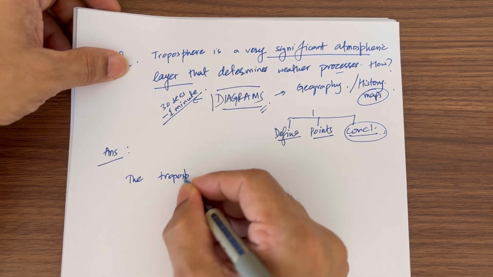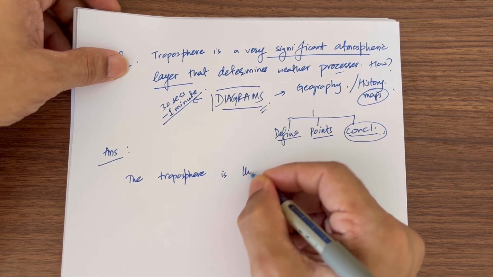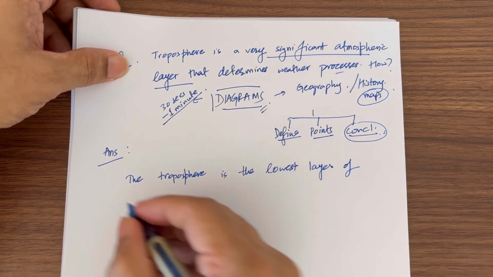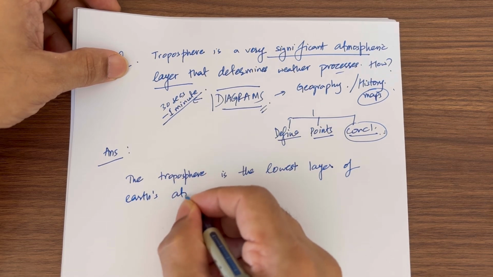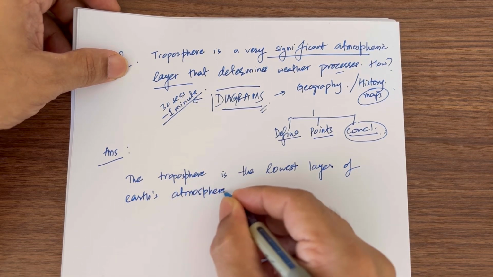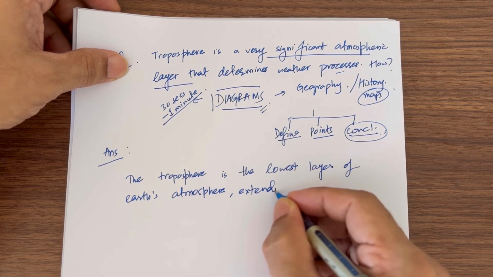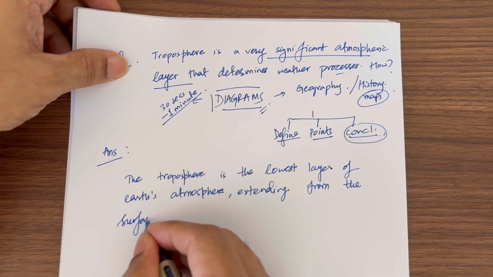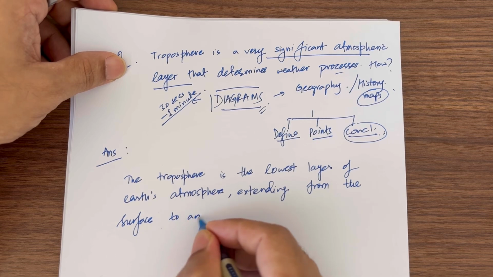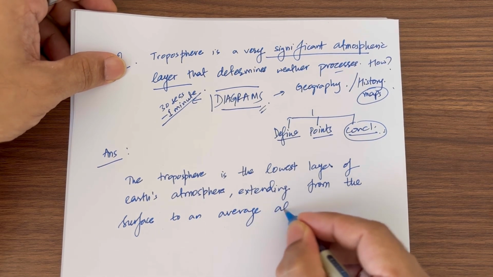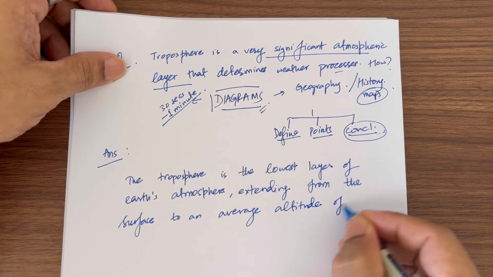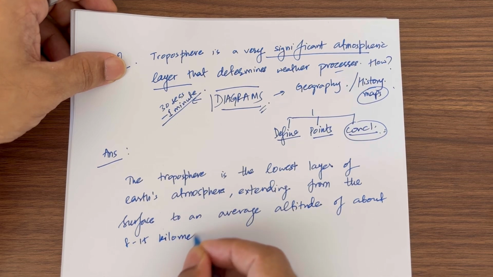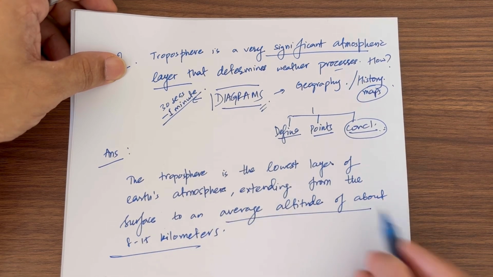The troposphere is the lowest layer of Earth's atmosphere, extending from the surface to an average altitude of about 8 to 15 kilometers. So here is a definition and the location.